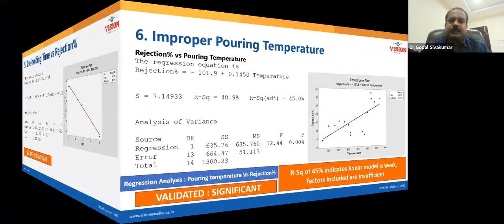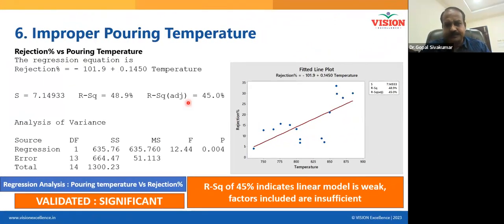In the same manner, the improper pouring temperature. For different pouring temperatures, castings are produced and the relationship is found. And again, can you see the p-value? The p-value is low, so the factor is significant. At the same time, R square is also very low. It's not more than 80%. So R square not only checks the significance, it also checks the sufficiency of the factor.